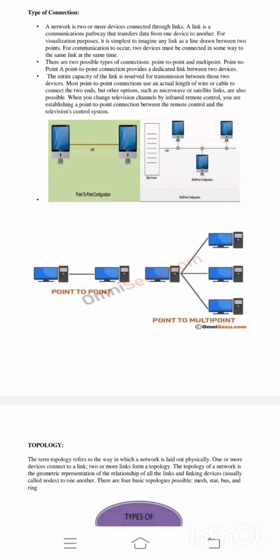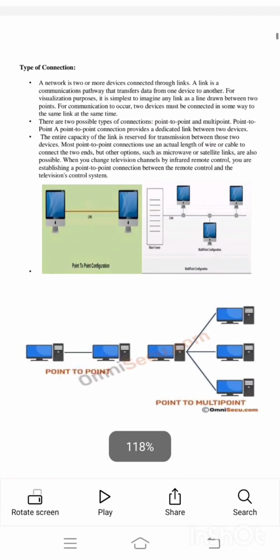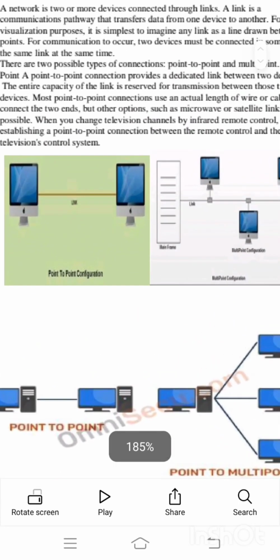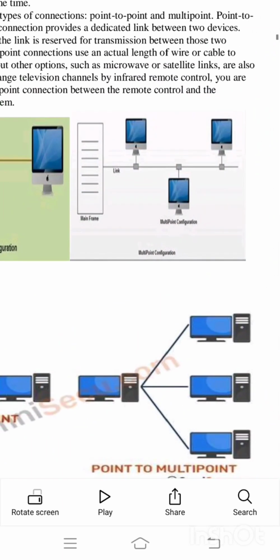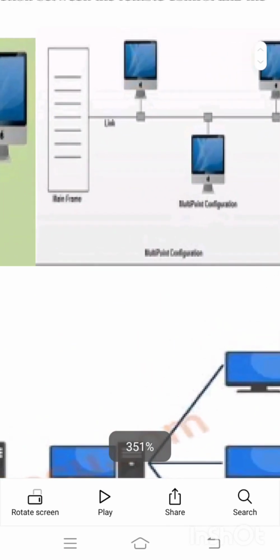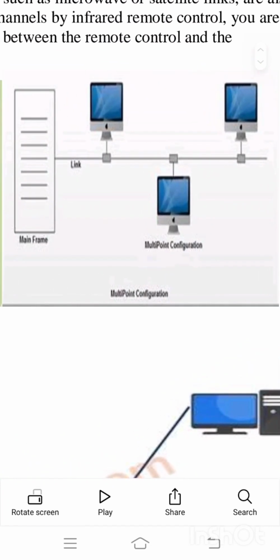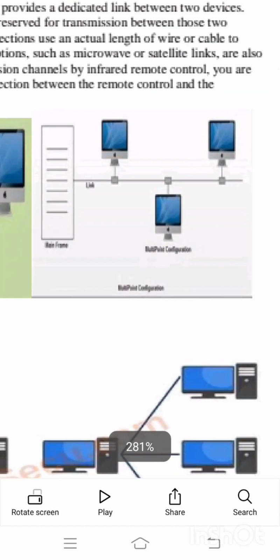Here some diagrams show the point to point configuration and the multipoint configuration. The multipoint configuration has a mainframe, links, and multiple devices.